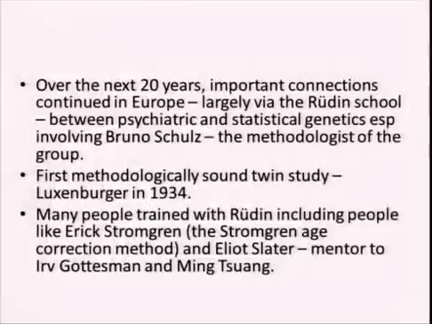Over the next 20 years, that is up until, and I'm afraid, into the time of Nazi dominance, and that's a story that we're not going to tell today, the Rüdin School kept up and was very vibrant in the statistical development. Bruno Schulz was actually the methodologist of the group. They had a very clear concept of what it was like to do proper ascertainment. So Luxenburger's first systematic twin study, done in 1934, used a single census day in all the hospitals in Bavaria to count, so they were very concerned about proper ascertainment.